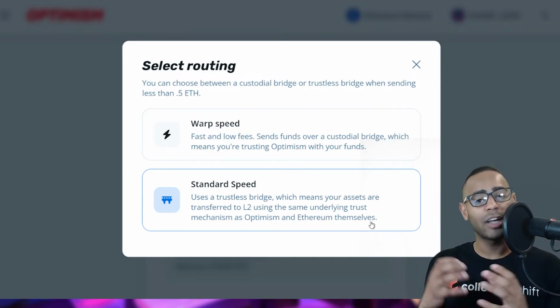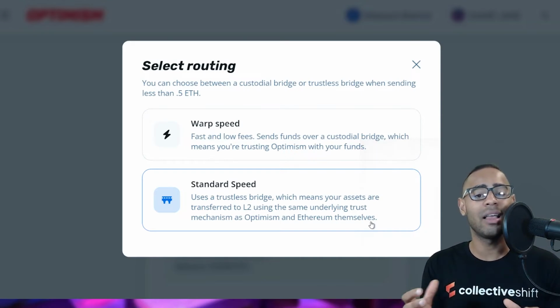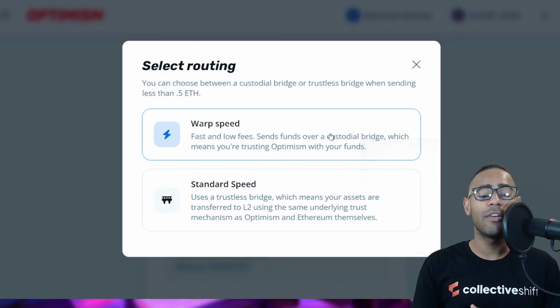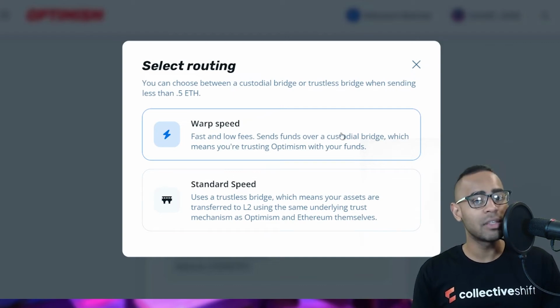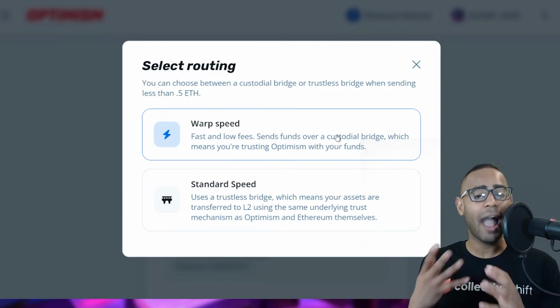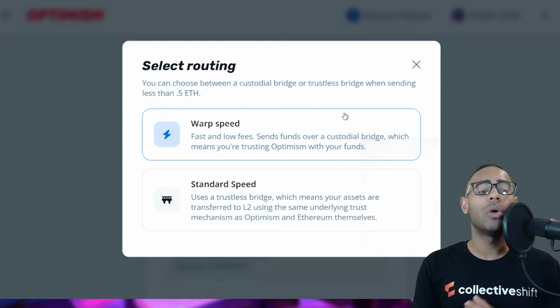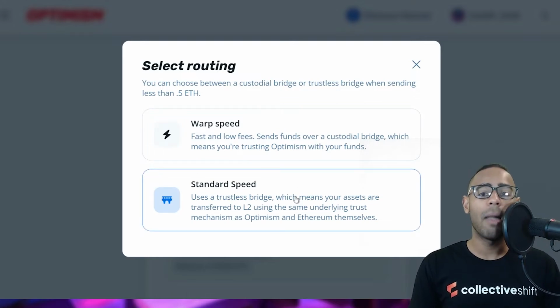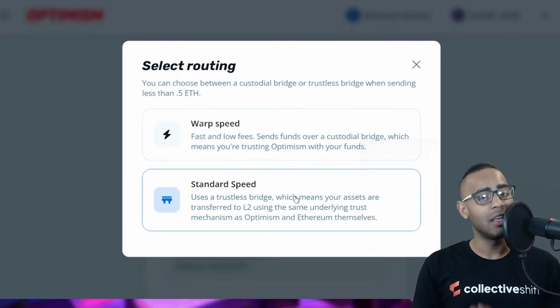This is using the actual blockchain as a consensus layer to try and get your funds from Ethereum to Optimism, as opposed to giving your funds to Optimism themselves, and then they will give you funds on Optimism. So it really depends how you want to go about this. Do you want to go really quickly and give your funds to someone, or do you want to take your time and be slow, careful, and safe? It's really up to you.